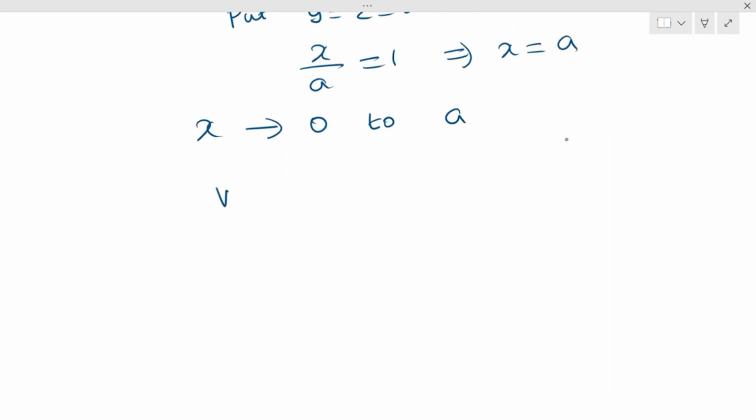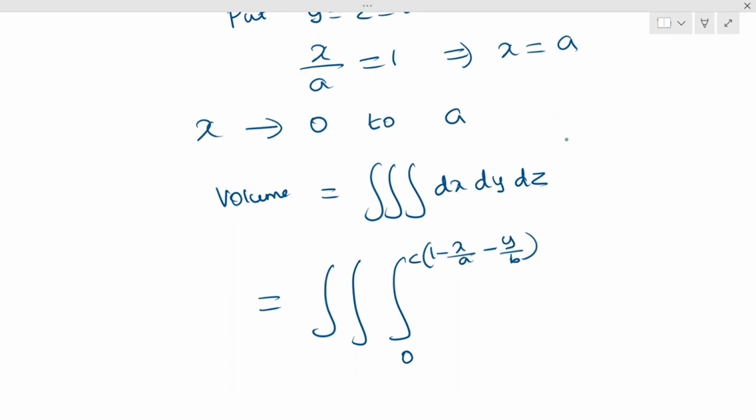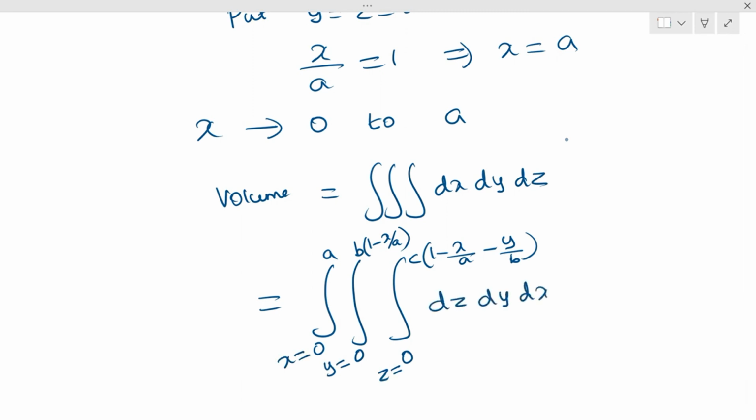So now we write the formula volume equal to triple integral dx dy dz. So which is equal to the inner integration is, the limit is 0 to c into 1 minus x by a minus y by b. Here it is 0 to b into 1 minus x by a, 0 to a. So this is for variable z limit, this is y limit, that is x limit. So the integration order is dz dy dx.